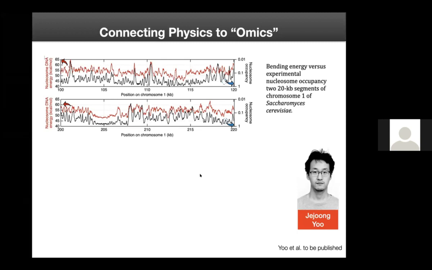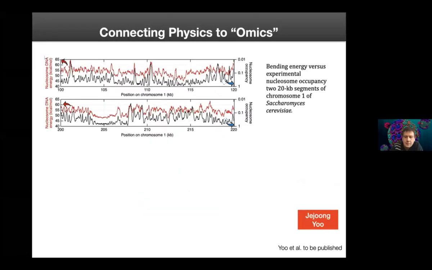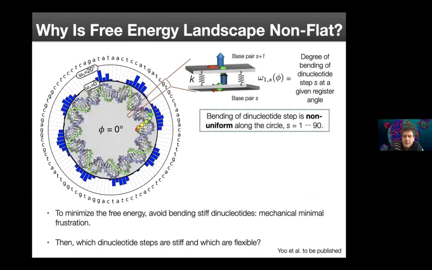I think about your previous slide. What is S? She's asking about some notation. What is S? Yeah, so S is the index along the DNA. So if we have 90 nucleotides, 90 base pairs, they will be numbered from 1 to 90.